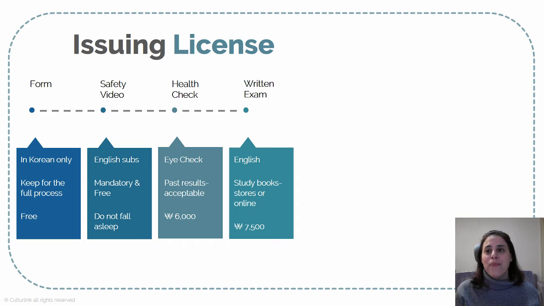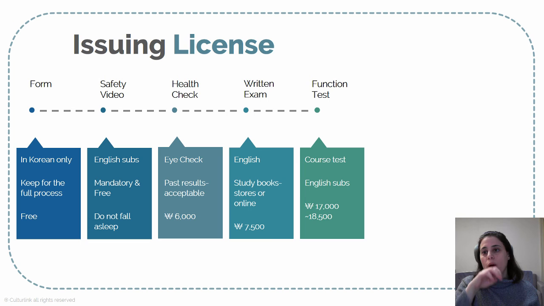Once we pass the exam, the next thing we have to do is a function test. This is a quick course test where you need to do simple functions such as turns and parking. You will sit in the test car and there are English subtitles. However, the instructions are always in Korean, so it can be a little bit confusing. If you want, for this course test as well, you can go to a specific school that teaches how to pass this function test. The fees for this test would be between 17 to 18,000 won.